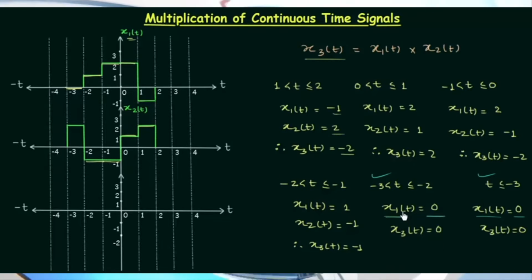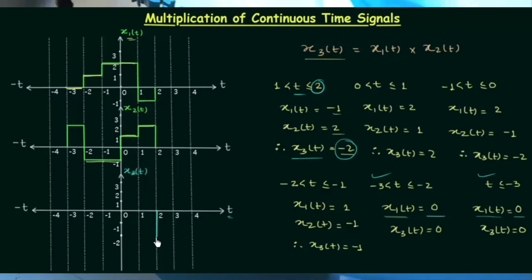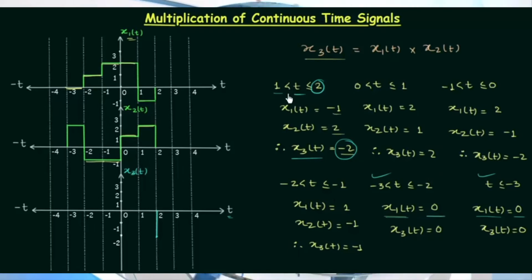Now using this information, we will plot signal x3(t). We will plot the resultant signal x3(t) when time t is equal to 2. The resultant signal is equal to -2. When time t is equal to 2, the resultant signal is equal to -2, and also when time t is greater than 1 but less than or equal to 2, the resultant signal is equal to -2. So we have a plot like this.